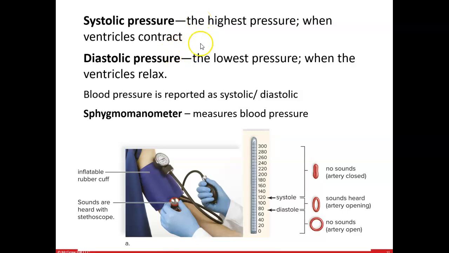So what we do is we compare the highest blood pressure to our lowest, when the heart's contracting versus when it's relaxing. So when we report blood pressure, it's reported as the systolic pressure, the pressure when the heart's contracting, over the diastolic pressure, the pressure when the heart, specifically the ventricles, are relaxing.